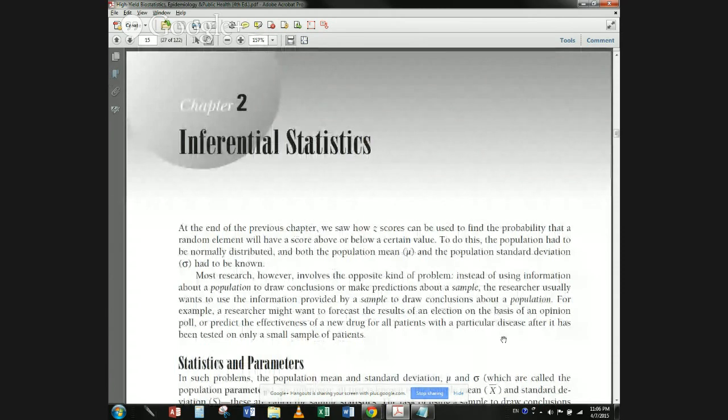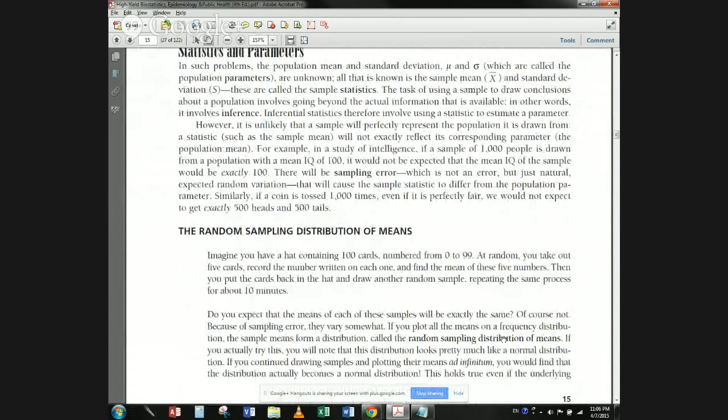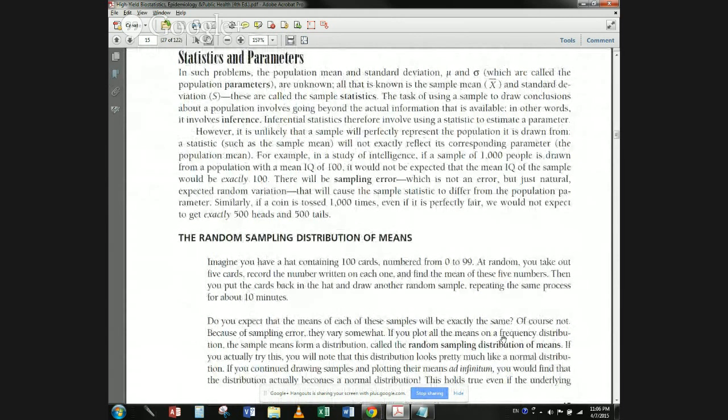Statistics and parameters. In such problems, the population mean and standard deviation, mu and sigma, which are called the population parameters, are unknown. All that is known is the sample mean and standard deviation. These are called sample statistics.